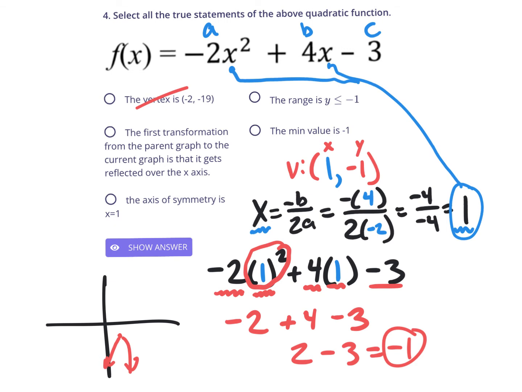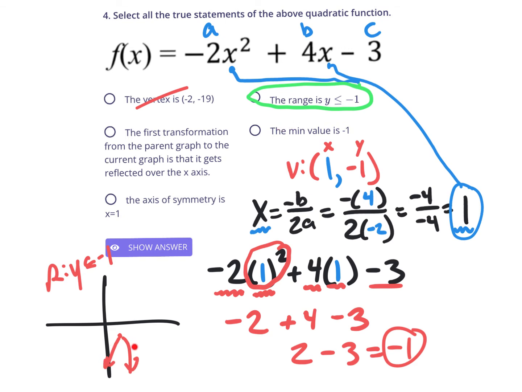But anyway, if we know that it opens down, then this vertex is technically the maximum value, all right? That's the maximum value. What is the maximum value here? It's the y value of negative 1. Obviously, your vertex is negative 1. That's the highest point it reaches. So if you know that the maximum value is negative 1, you should know that the range are your y values that are less than or equal to that maximum value of negative 1, which is the y value of your vertex. So range for sure is less than or equal to negative 1. That's a true statement. Now, the next one says the minimum value is negative 1. That's false.